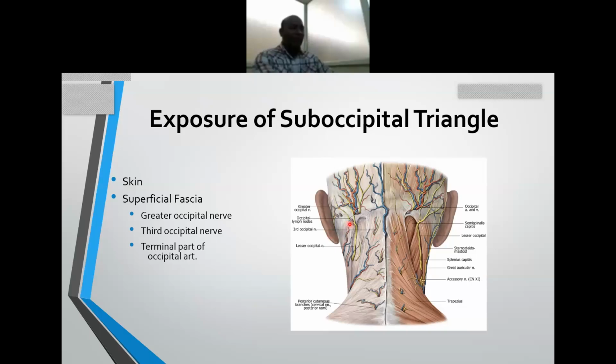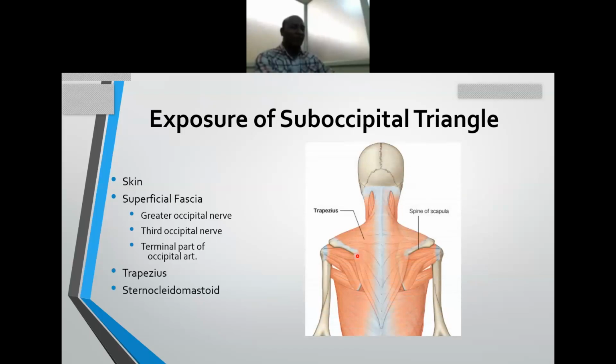Okay, in the superficial fascia in the suboccipital region, you will see the greater occipital nerve, which is the dorsal ramus of C2, and then the third occipital nerve, which is the dorsal ramus of C3, and the terminal portion of the occipital artery, which is the posterior branch of the external carotid artery. Okay, there are some twigs of the lesser occipital nerve also that might come here.